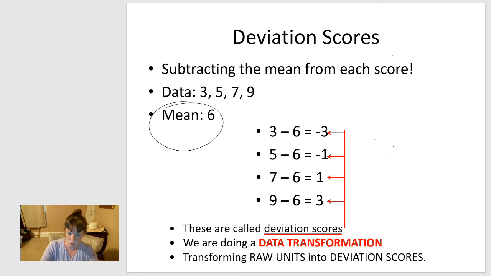Person 2, they had a score of 5. Subtract the average of 6. Now their deviation score is -1 because they were 1 point below average. Person 3, 7 minus 6. They were 1 point above average. Person 4, 9 minus 6. They were 3 points above average. And so now I have a number for every single person in my sample that indicates how far away they were from the average, from that arithmetic mean.